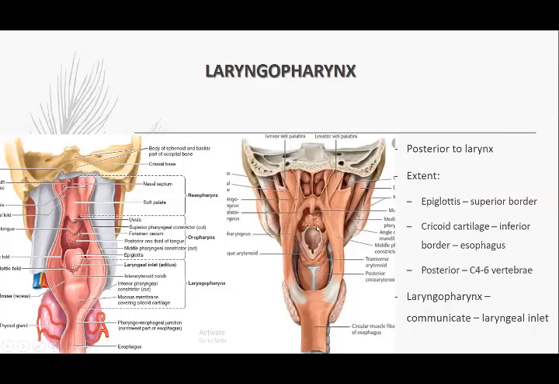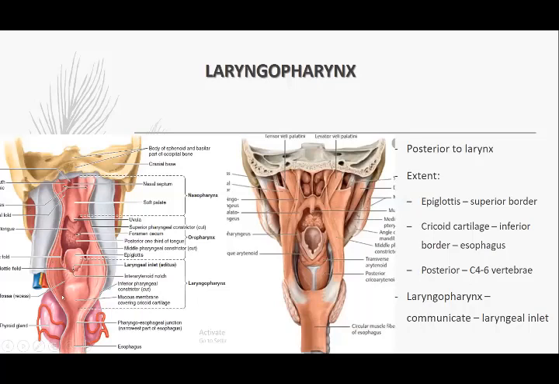ये epiglottis है बेटा, ठीक है? And this is the cricoid cartilage. ये सारा, all this block-like cartilage is the cricoid cartilage. This is the cricoid cartilage over here. This is the epiglottis. ये सारा. And please note, this fold connects the epiglottis to the lateral wall of the pharynx.